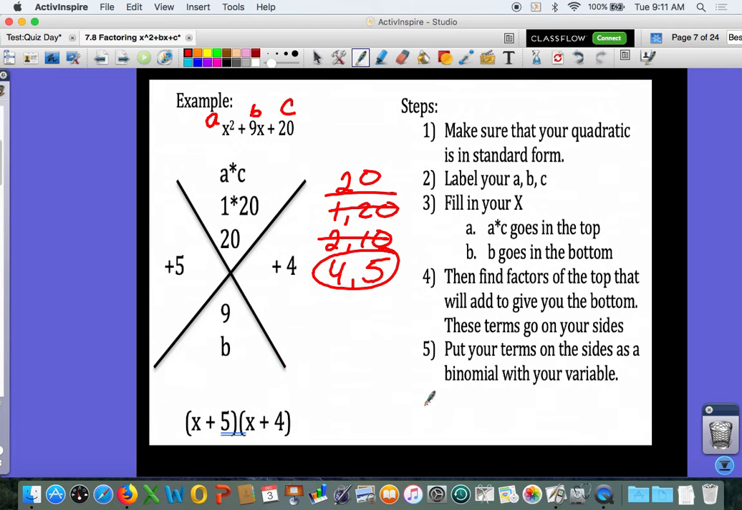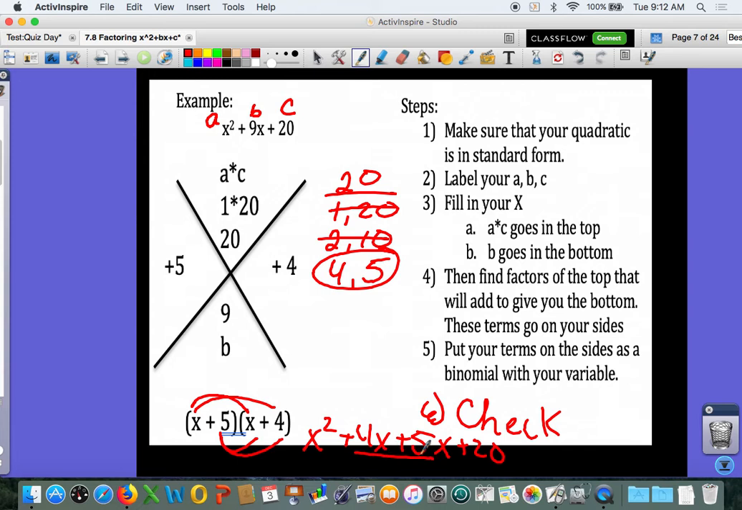And then I guess we have a step 6, which would be to check. How do you check this? Well, you're going to use FOIL or double distributive. X times x gives me x squared. X times 4 is 4x. 5 times x, 5x. 5 times 4, plus 20. Combine those like terms. So x squared plus 9x plus 20. Does that match my original problem? It sure does. So this is my answer.